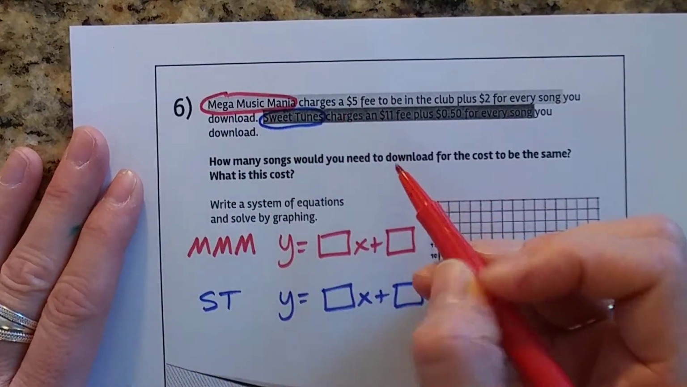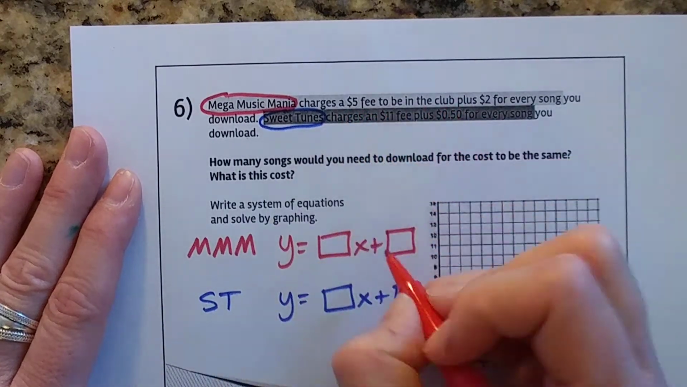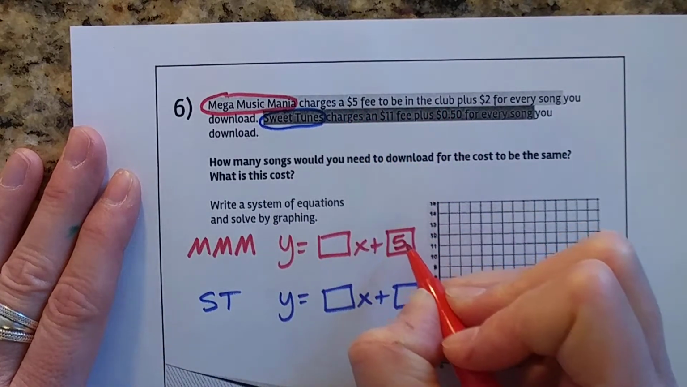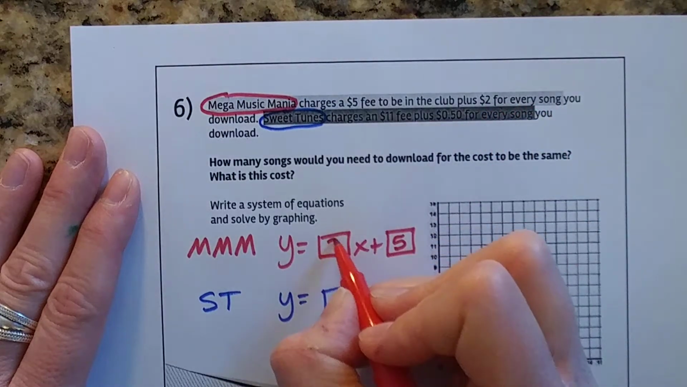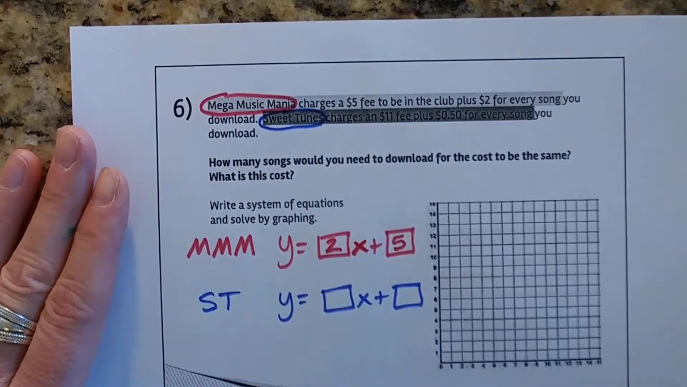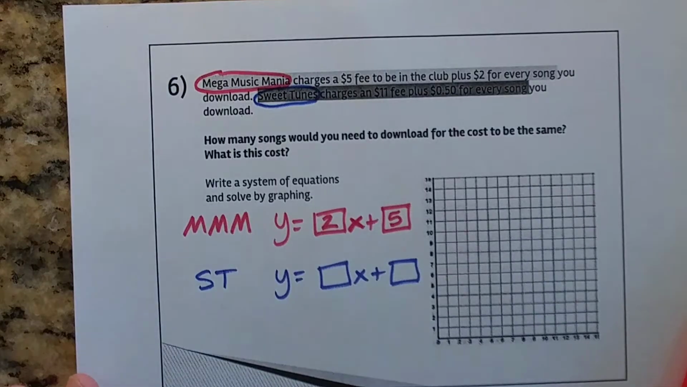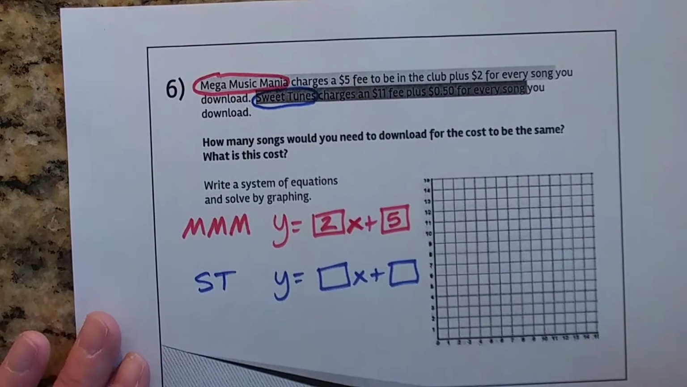Mega Music Mania, $5 fee to be in the club. So there's your starting $5 fee. Then they charge $2 for every song. So this is $2 per song. Okay, and then let's set up an equation for Sweet Tunes.